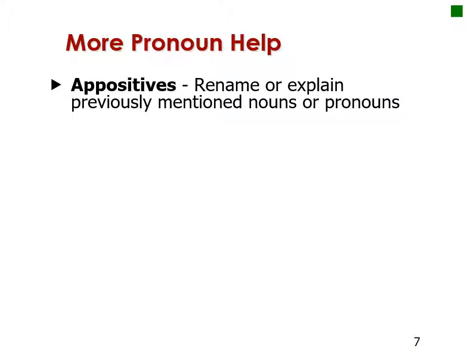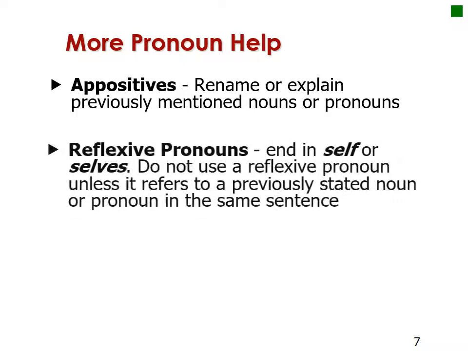Some other pronoun help. Appositives rename or explain previously mentioned nouns or pronouns. An example would be we, not us, machinists have our own unions. So you would never say us machinists have our own unions. Most of us are familiar with that.